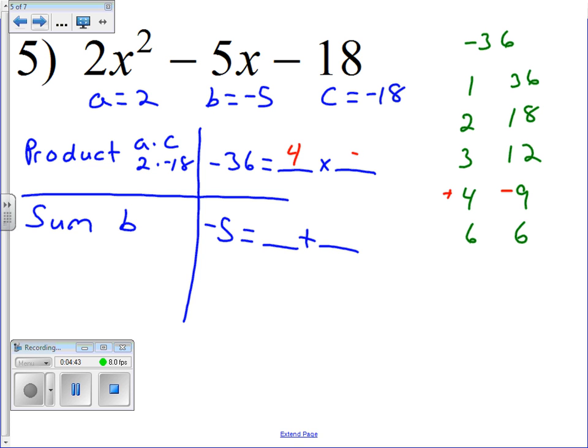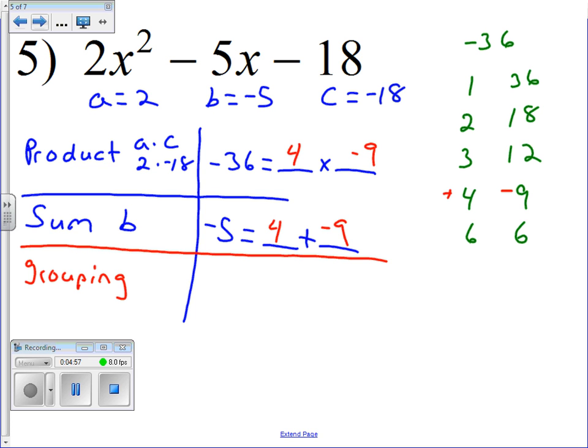So 4, negative 9. Now I'm going to do the rewriting, then grouping, or reorganizing, however you want to say it. So I'm going to write this as 2x squared plus 4x minus 9x minus 18.